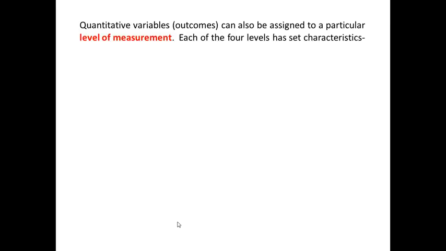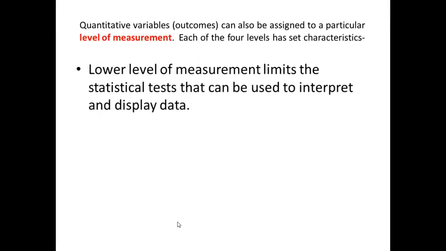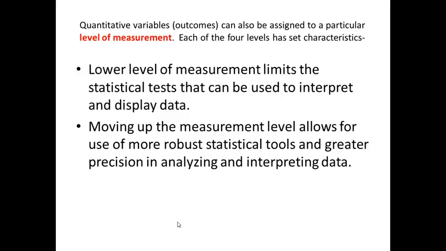Quantitative variables or outcomes can also be assigned to a particular level of measurement. This is a very important slide. Each of the 4 levels of measurement has set characteristics. A lower level of measurement limits the statistical tests that can be used to interpret and display the data. So whenever possible, use the highest level of measurement. Moving up the measurement level allows for use of more robust statistical tools and greater precision in analyzing and interpreting your data.